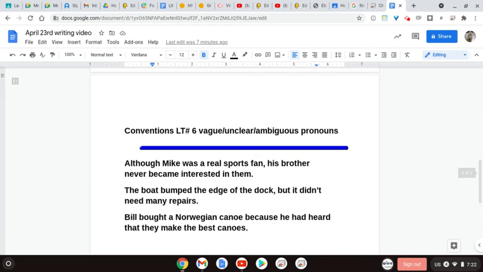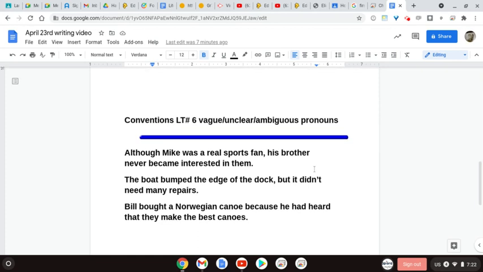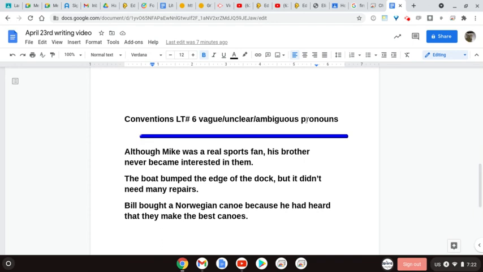Let's look at the third area we want to cover today, and that is looking at conventions learning target number 6, vague, unclear, and ambiguous pronouns. Now, in this area, that is where we have problems with pronouns in regards to we don't know what noun they're replacing. We don't know what the antecedent is for those pronouns. The most common pronoun that this problem happens with is the word it. But you can see it in other scenarios too.